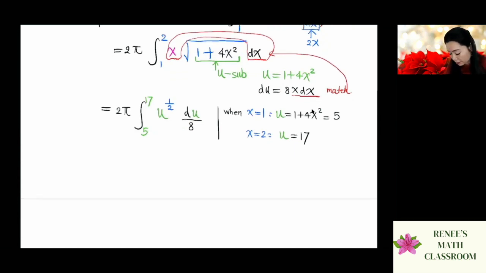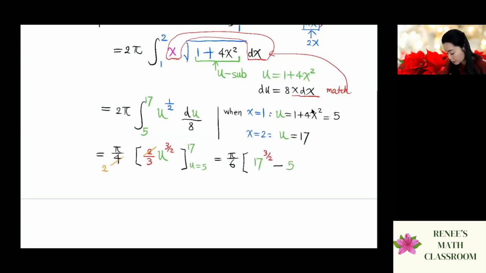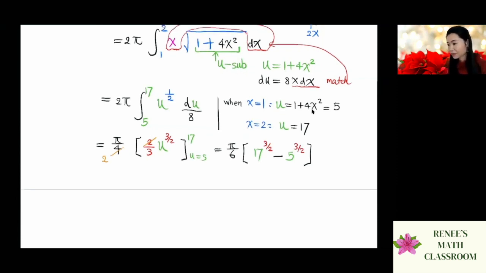Now over here, this is going to be 2 pi over 8, so that is pi over 4. Now the anti-derivative of u to the 1/2 power is u to the 3/2 times the reciprocal, so 2 over 3. And we found that u goes from 5 to 17. If you simplify that, it will become pi over 6, and inside here you will have 17 to the 3/2 power, subtract 5 to the 3/2 power, and that will be the exact answer. So this is one way to do it.